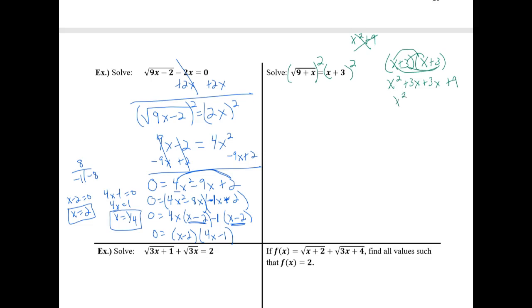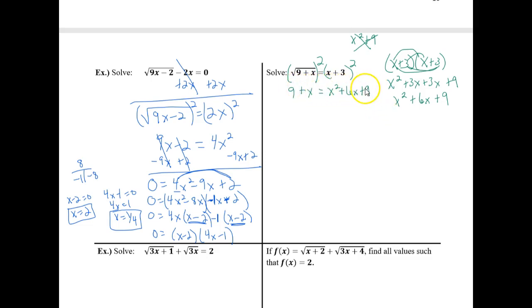We add our like terms. 3x plus 3x is 6x, and plus that 9. So that is the right-hand side when you square x plus 3. You have to remember to multiply by itself and either box or FOIL it. Okay, on the left-hand side we have squared a square root, and we're left with just 9 plus x. We look at the result and decide where to go from here.